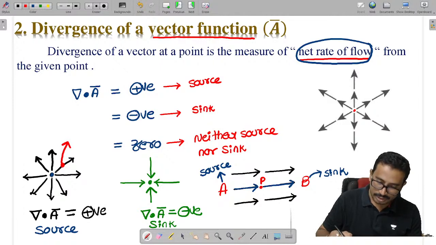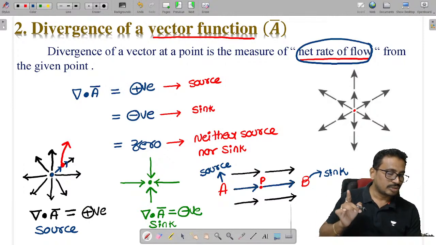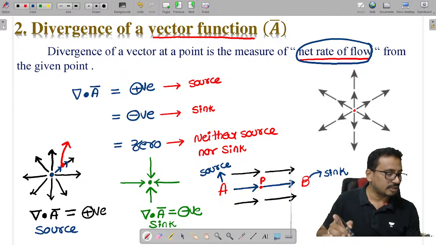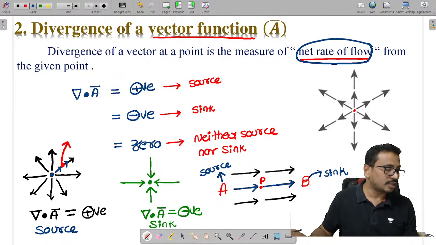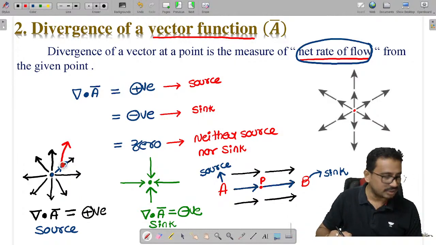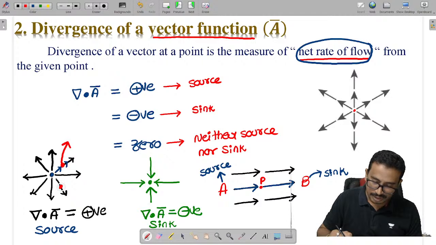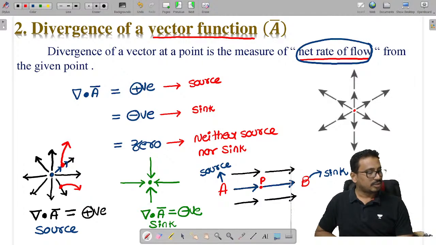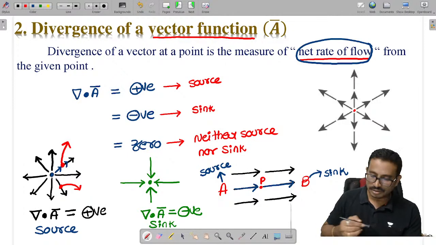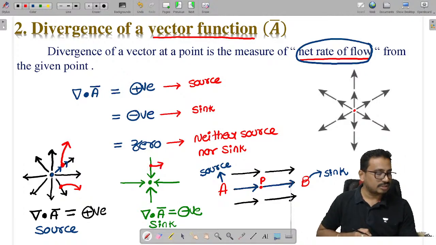Look here. At this point, see the field: the field is coming in and the field is going out. Is that point contributing anything? Nothing, right? That point is not giving, not taking. So what is the divergence? Zero. Is it fine? Now tell me the divergence at this point. Zero, isn't it? Right. Now tell me the divergence at this point here. How much is the divergence at this point?